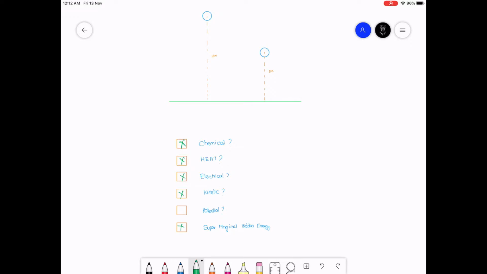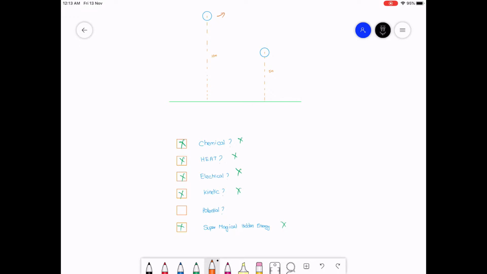So let's try another scenario. You moved it 10 meters up and you did more work. And in the same case above, there was no change in chemical energy, no heat, no electrical, no kinetic, no super magical energy. So there must be another form of energy that depends on position, specifically where it is in a field. So for pushing it 10 meters up, you need to do more work.